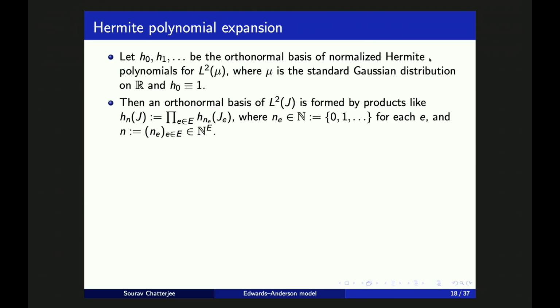You apply the individual univariate polynomials to the univariate J_e's. So you take H_{n_e} of J_e, product over all edges, and that is your multivariate Hermite polynomial. And these multivariate Hermite polynomials form an orthonormal basis of this L2 of J. Okay, so if you're not familiar, please take a look and let me know if there are any questions.